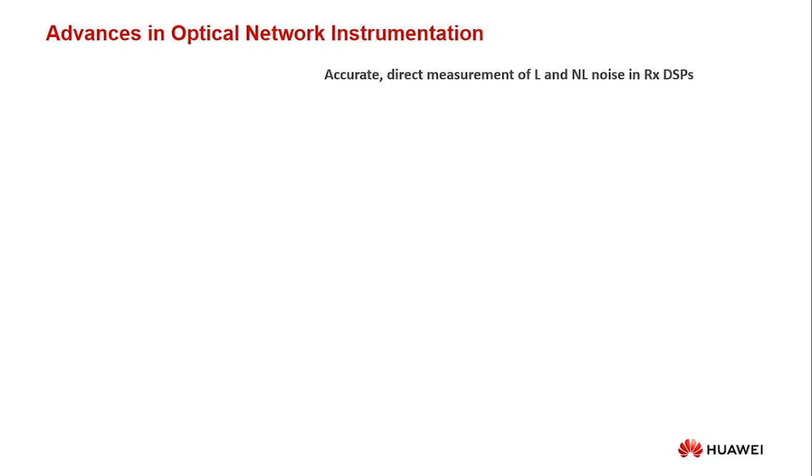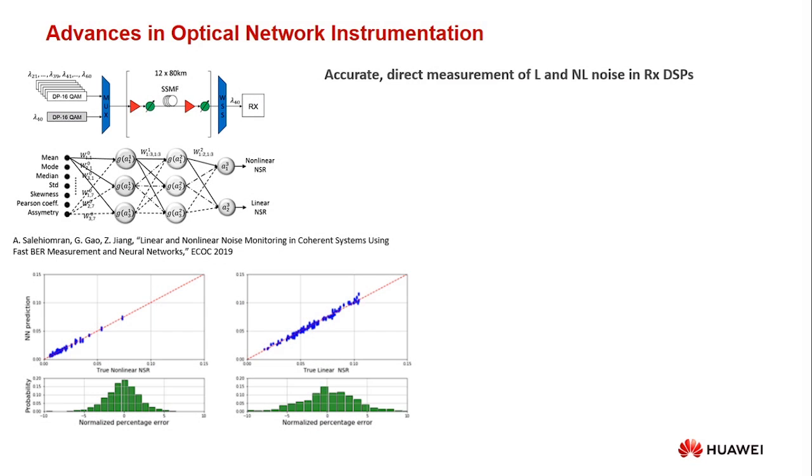Now, advances in optical network instrumentation have been a strong focus of industry work for a number of years now. Among the key things we're targeting is direct measurement of linear and nonlinear noise. It's receiver DSPs in coherent systems that really provide us the signal processing platform opportunity to get at that. So some work that we've seen in the industry, in some cases with connections to my own team.